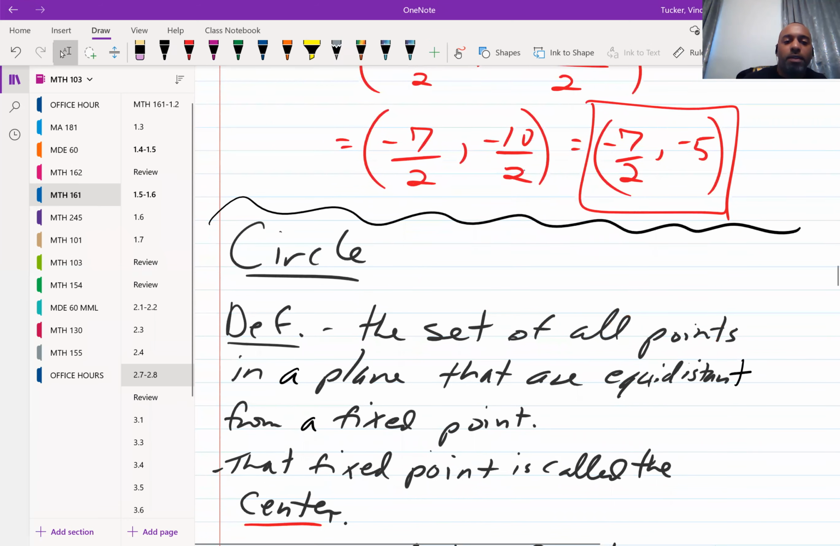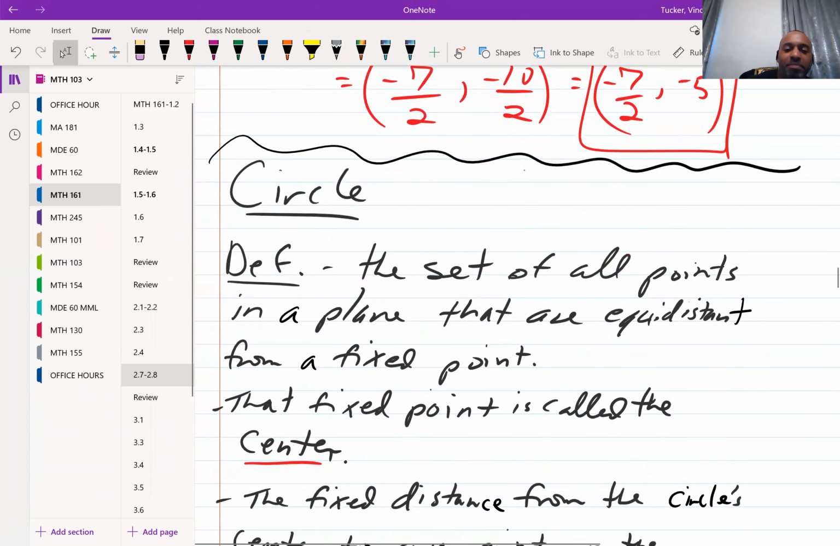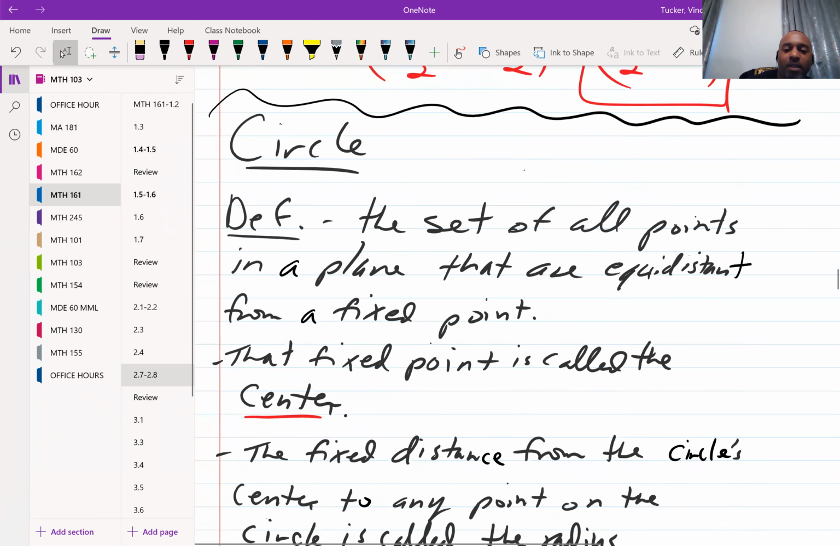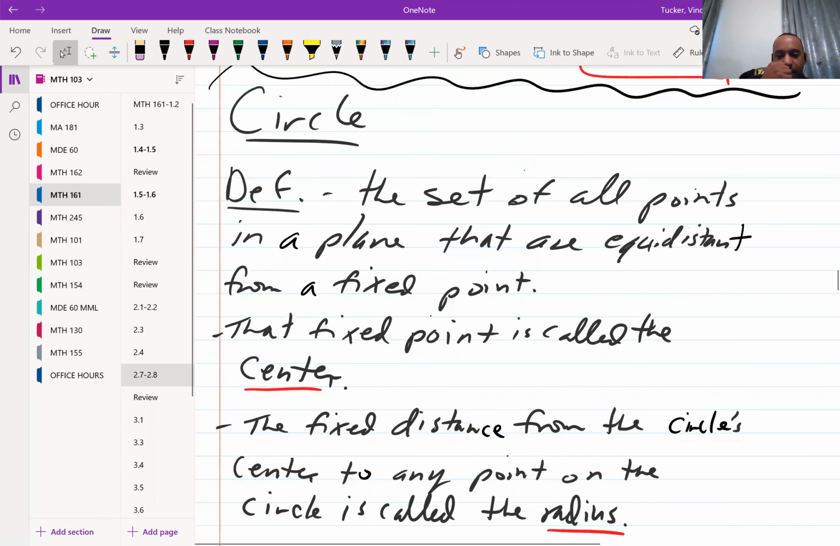So we got a little definition when it comes to circles, just to make sure we're clear on what it mathematically means. The definition is the set of all points in the plane that are equidistant from a fixed point, and that fixed point is called the center. The fixed distance from the circle's center to any point on the circle is called the radius. It's r.